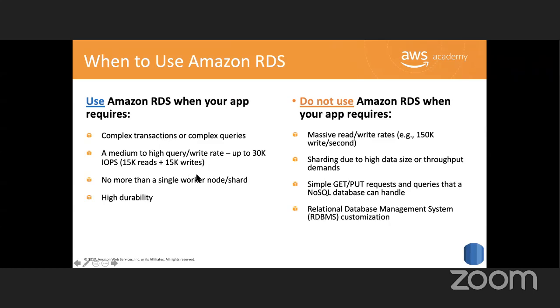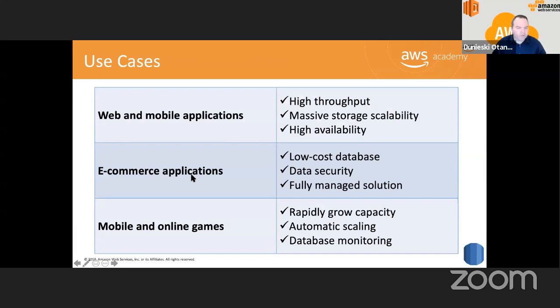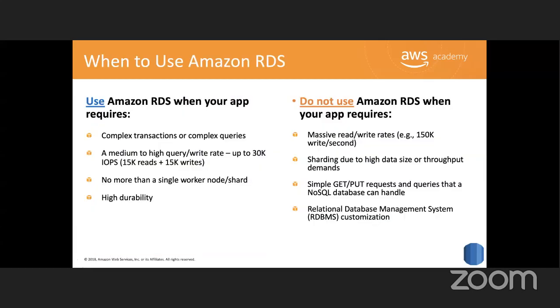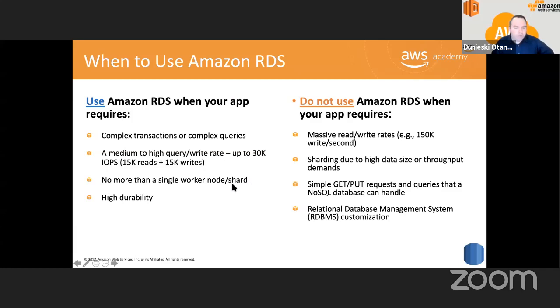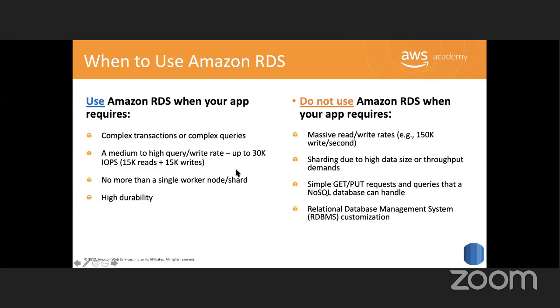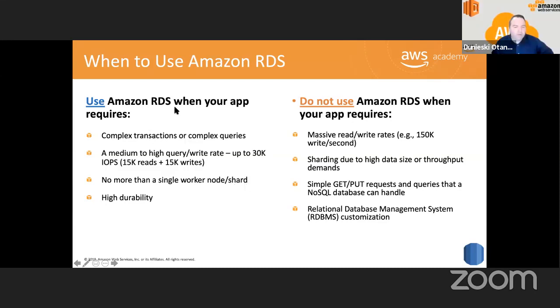So what's that shard thing? Remember when we saw shards before? Sharding is a way to partition your database. You can partition your database in shards. If you have only one shard, RDS is the guy. If you have more than one shard, then you will need something else.